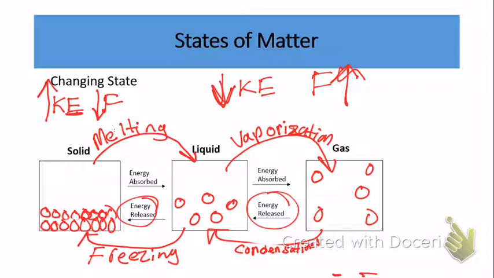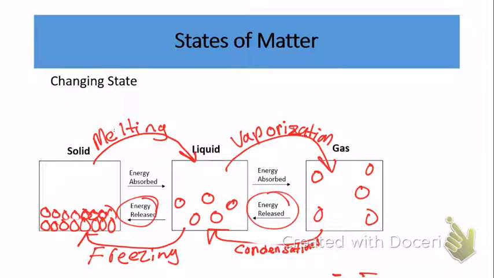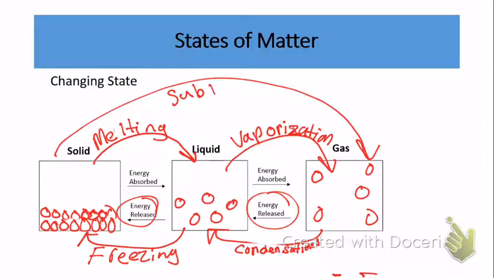All right? Now, we can also bypass the liquid state. We can bypass it and go directly from the solid state to the gas state, and that is called sublimation. Or we can go from the gas to the solid, and that's called deposition. All right? So I hope you understand this simple particle model.